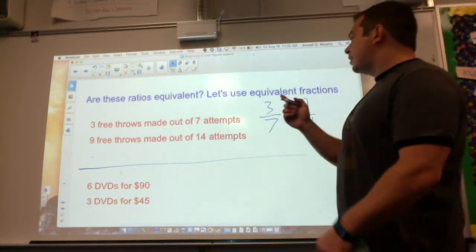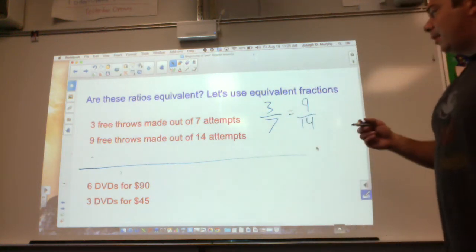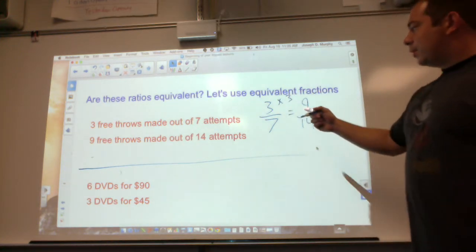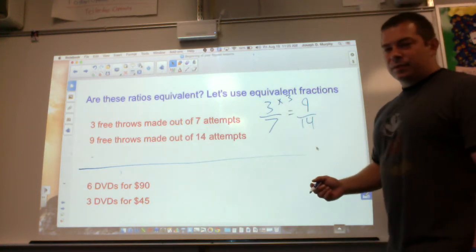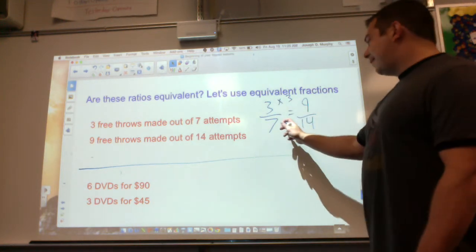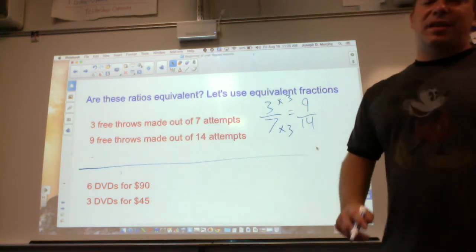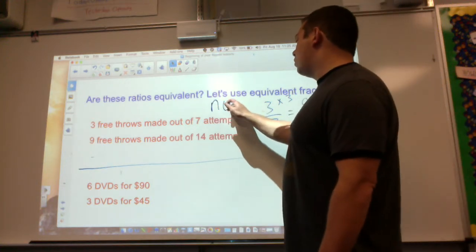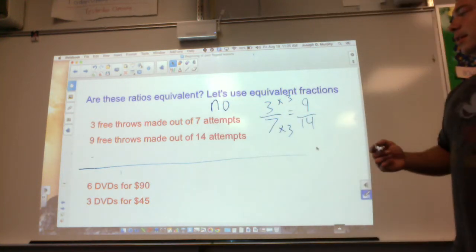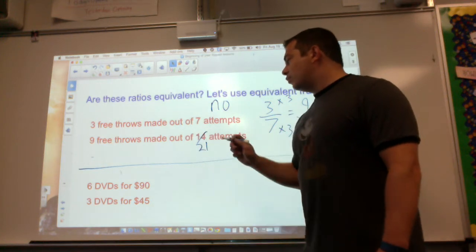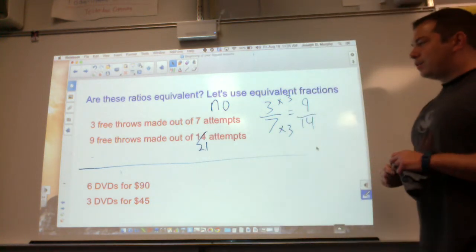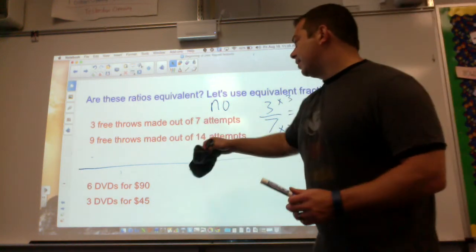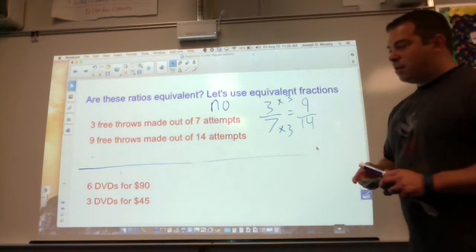Okay. How do I make 3 become 9? Well, I multiply it by 3. Whatever I do to my top, I do to my bottom. Numerator, denominator. 7 times 3 is not 14. It's 21. So the answer to this would be no, because that would need to be 21. Now, if this said 21, 9 out of 21 would be equal to 3 out of 7. But it didn't say that. It said 14. All right, so I'm just comparing that way.